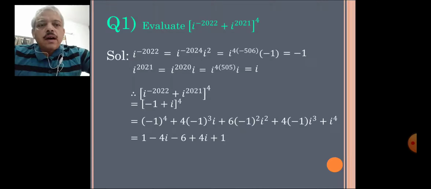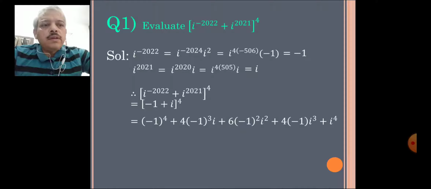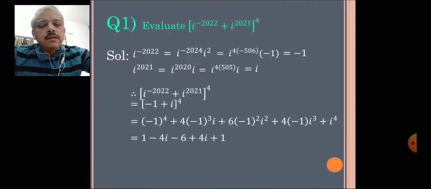Now i squared is minus 1, so it will be minus into minus, plus 6. Minus 1 whole squared is plus 1, and i squared is minus 1, so it will be minus 6. i cubed is minus i, so it will be plus 4i, and i to the power 4 is equal to 1. Simplifying further, minus 4i and plus 4i get cancelled, and we are left with 2 minus 6, that is minus 4.